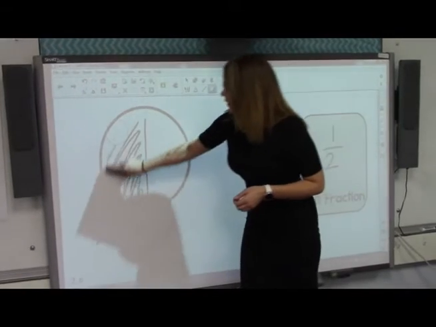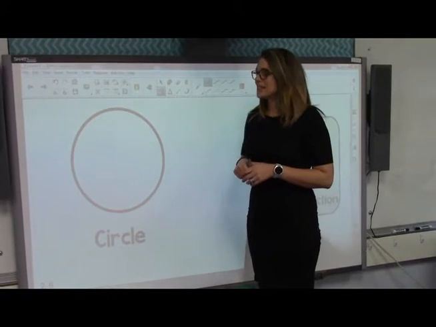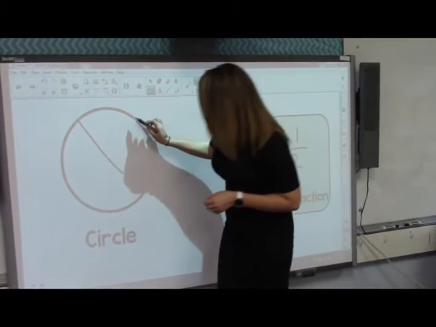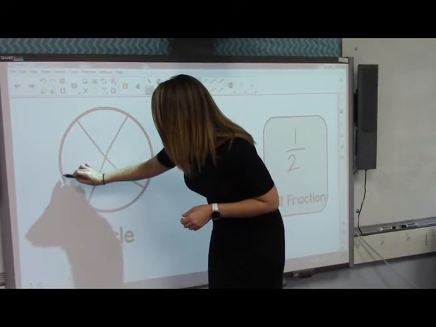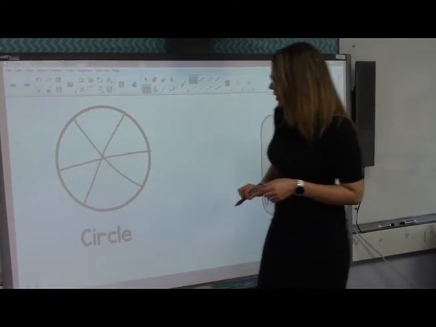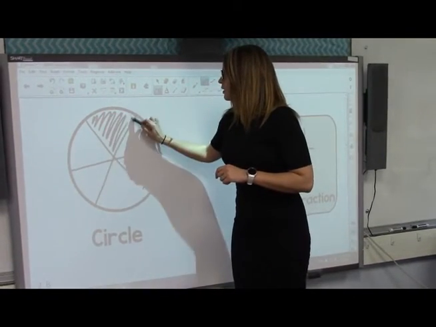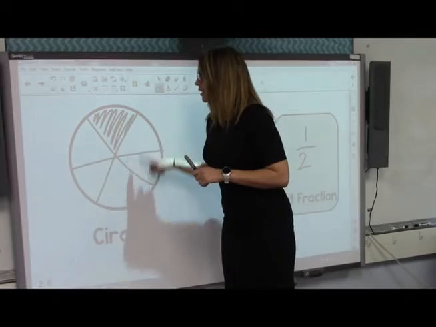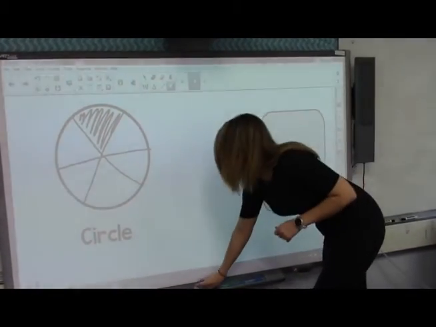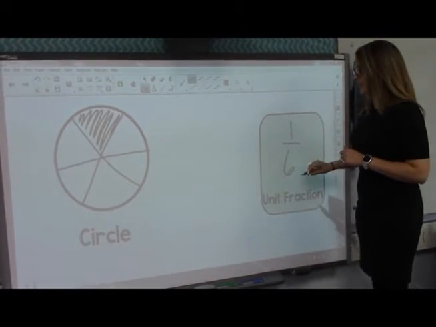I want to try it this way though. Let me erase this. We're going to try and partition it into 6ths. I'm going to make kind of like an X. And I'm going to try and make 6 equal parts. Oh, that's not too bad. And I'm going to shade one of them to find the unit fraction. Now the unit fraction is 1 out of 6, which we write 1 over 6. So my numerator is 1 and the denominator is 6.